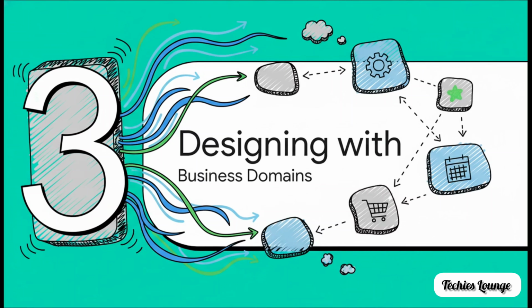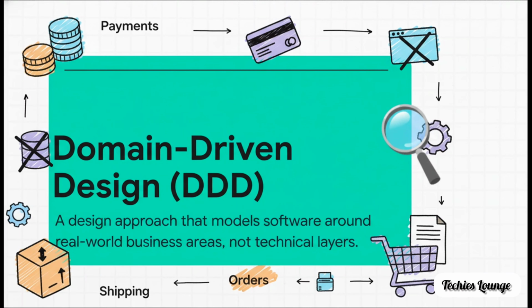Okay, but this raises a huge question, right? How do you decide where to cut? You can't just take a saw to your big application and chop it up randomly. There's a philosophy behind it, and it's called domain-driven design. Domain-driven design, or DDD for short, is a really simple idea at its core. It says, stop thinking about technology first. Stop thinking about database layers or UI layers. Instead, look at your actual business.